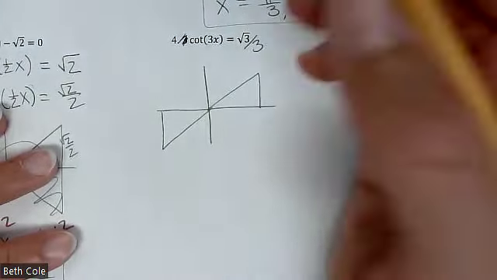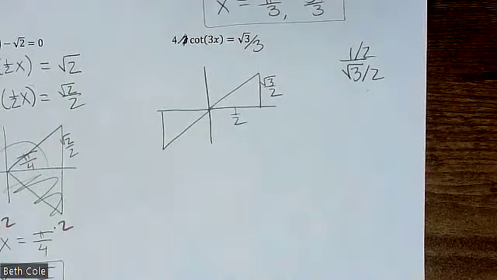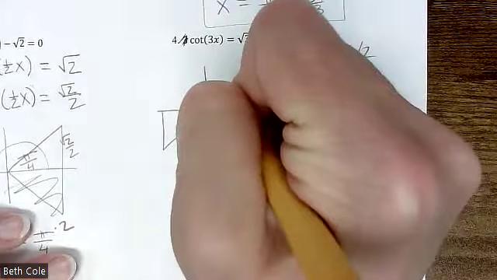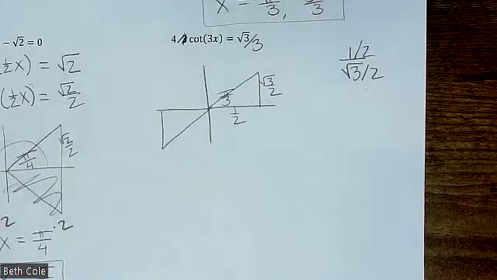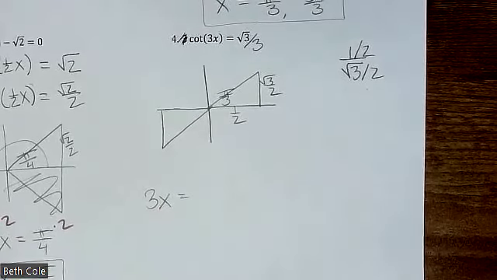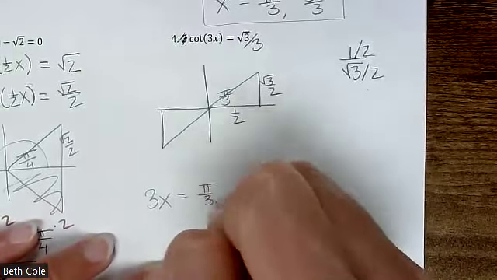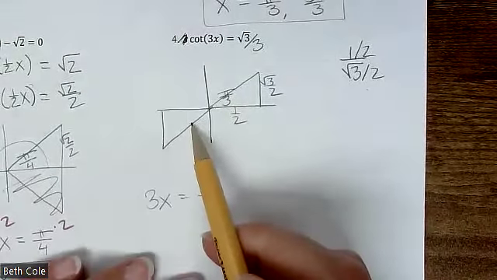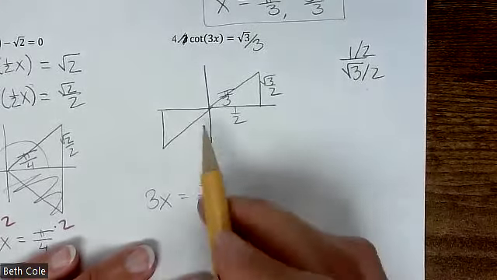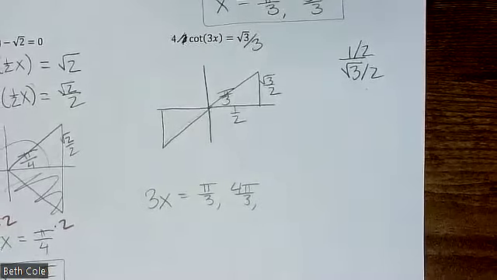Cotangent is x over y. So this is your x, this is your y. And so what's the angle? Pi over 3. Now, unfortunately, we are going to go around the circle 3 times. Okay? So hang in there. So the first one is pi over 3. What's this next one? 4 pi over 3. Now we're going to go around again.